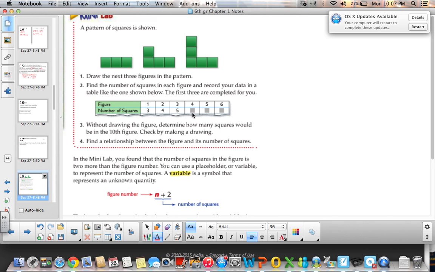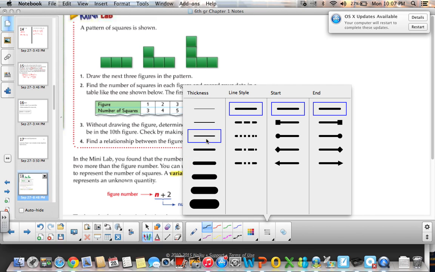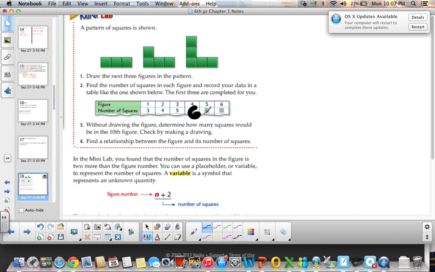So if we wanted to find figure 10, we don't even need to keep drawing the figures. We just know that we can add a number each time. So for figure 4, without even drawing it, we know that it would be 6 squares. Let's make it a little bit skinnier. And then we know that figure 5 would be 7 squares, figure 6 would be 8 squares, and then we go on and on to get to 10.